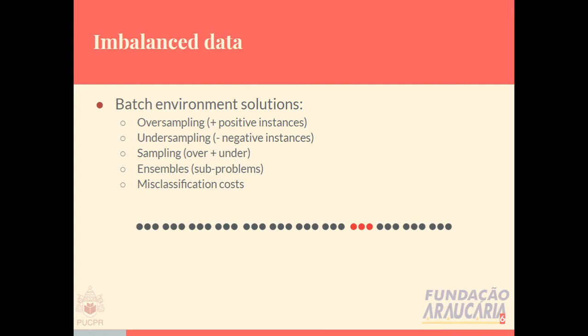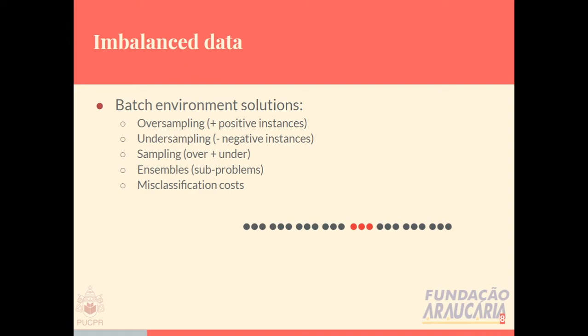The problem of imbalanced data is present in both batch and data stream databases. In the batch environment, we can query the entire dataset as many times as needed and apply different techniques to deal with the class imbalance. In this environment, we can handle imbalance by oversampling positive instances, by undersampling negative instances, by combining both techniques, or by using ensembles to divide the main problem into balanced sub-problems, and using misclassification costs.